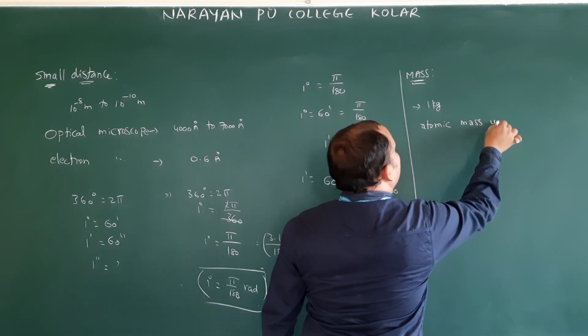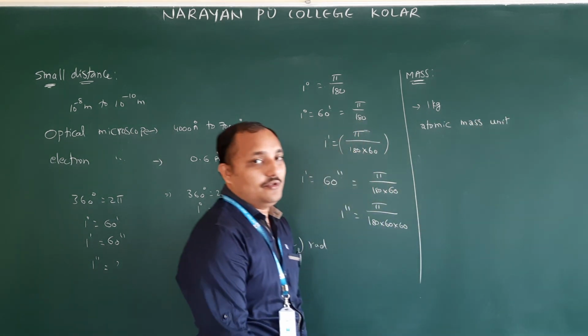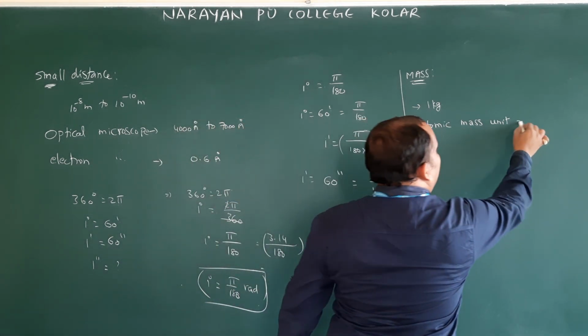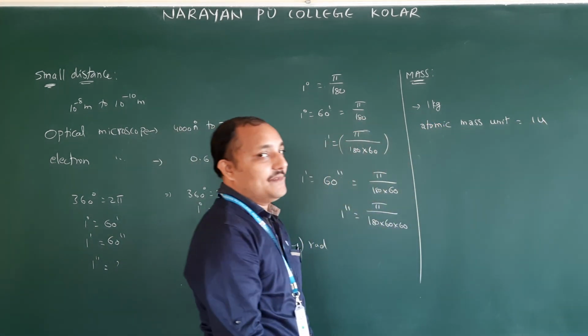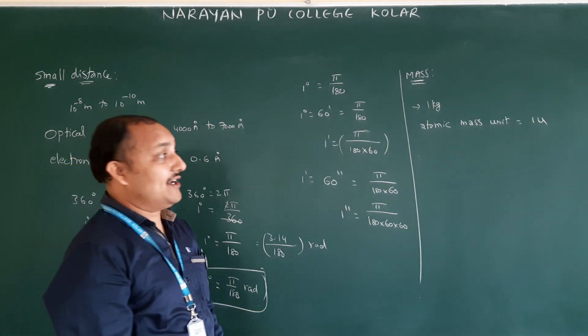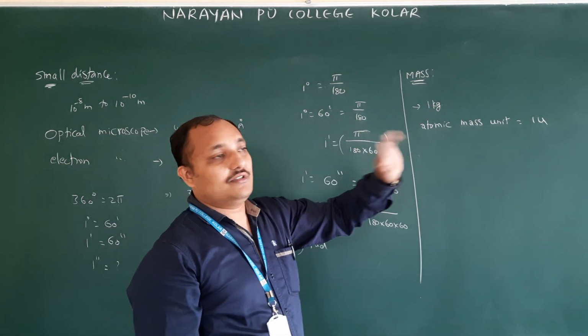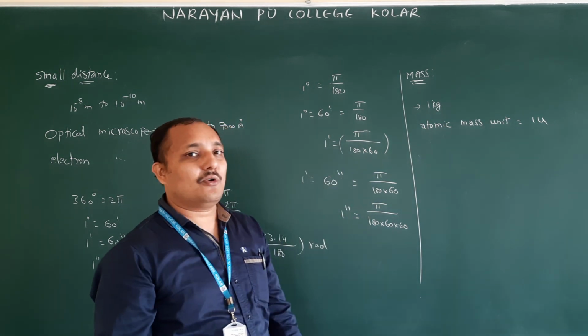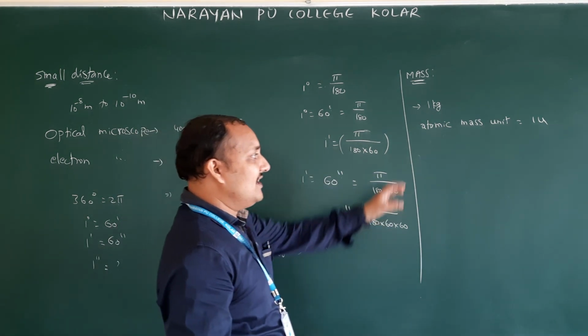Atomic mass unit, AMU you might have seen. What is atomic mass unit? They will write it as one small u. One u means one atomic mass unit. This is used to measure small particles like electron, proton, neutron. So what is the definition of this one?